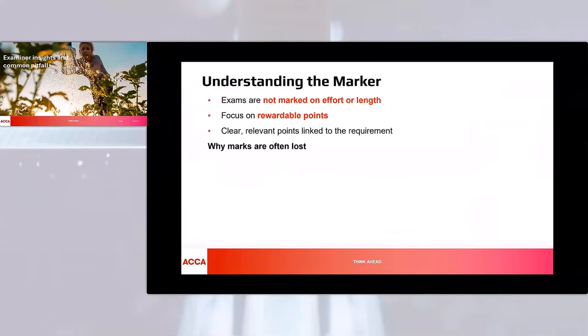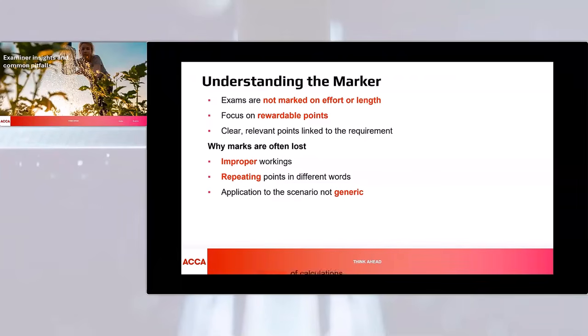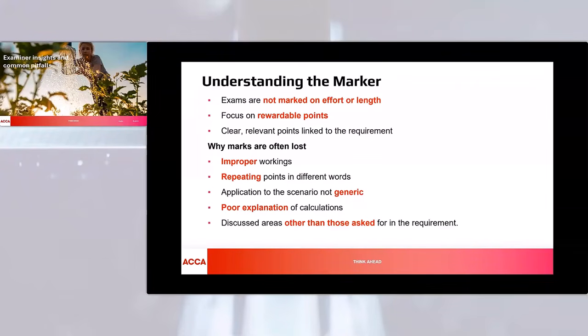Why are marks lost? See, improper working for this particular NPV, you could have done a lot of workings as well. So improper working, repeating points in different words, the same thing, where you try to elaborate unnecessarily. Very generic answers, and application is not given to the scenario at all. Poor explanation for the calculation, comments not detailed enough. Discussing areas that are not asked for, that are not part of the requirement.